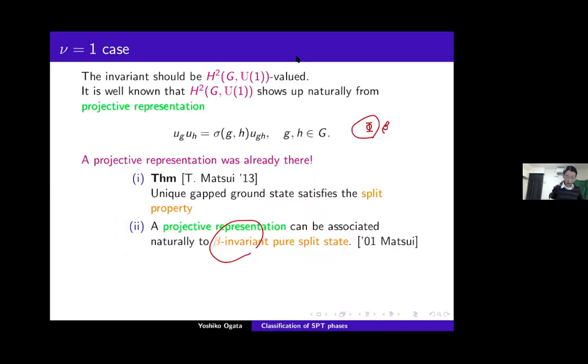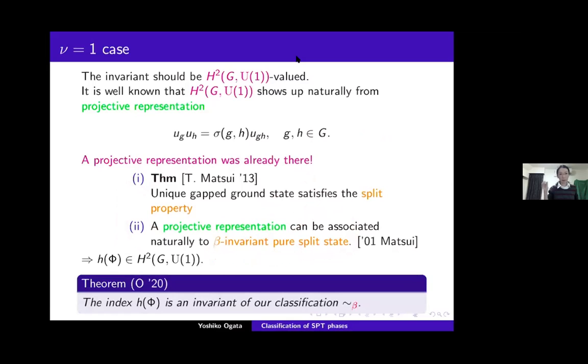So what I did is I just picked up this projective representation and considered the corresponding second cohomology class. And what I showed is that this is actually an invariant of our classification. So things went well in one-dimensional systems. And as a physicist said, there is a new second cohomology valued invariant in these SPT phases in one-dimensional quantum spin systems. So things are great there.